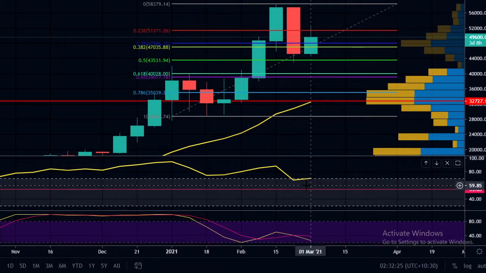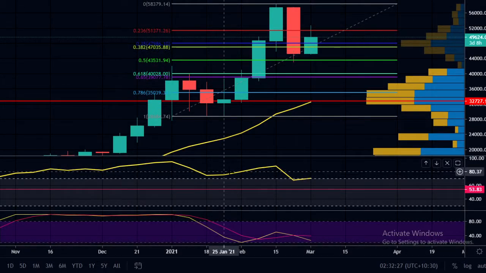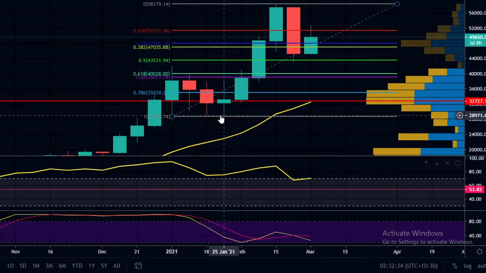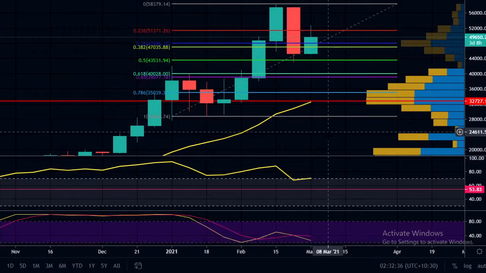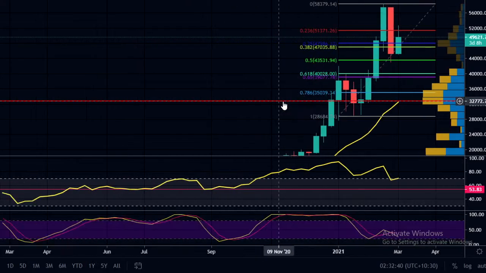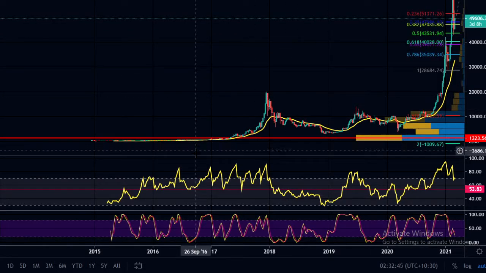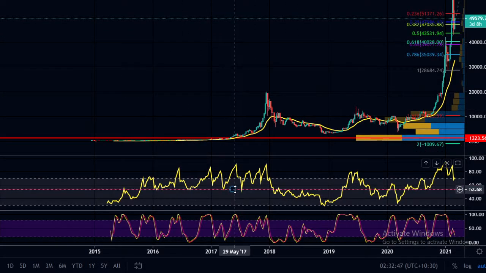We can see the RSI on the weekly has been working its way down. We had this bearish divergence with lower lows on the RSI, higher highs on the price. And I do think we are going to come down to this red line here at the 53 level. And that's just based on the previous bull market where we did come down to this level several times.